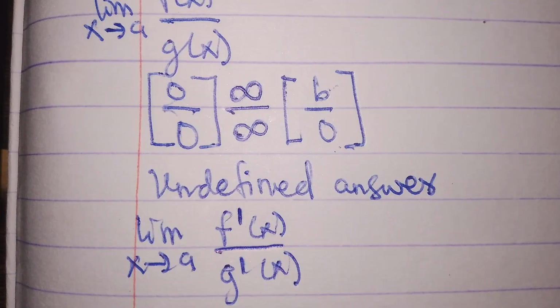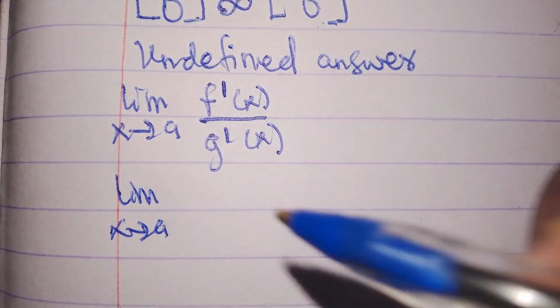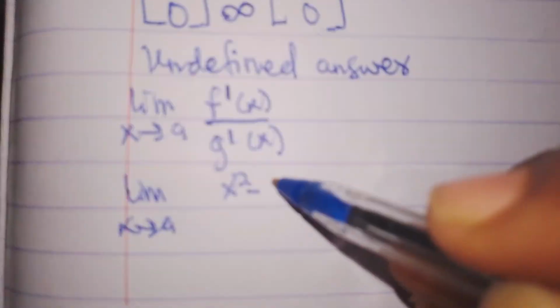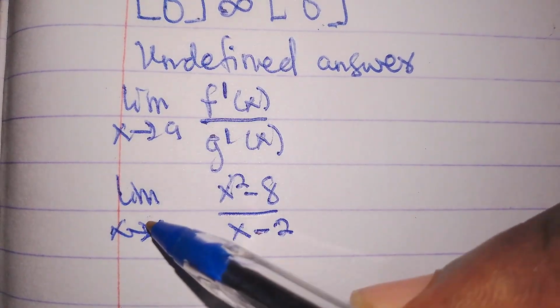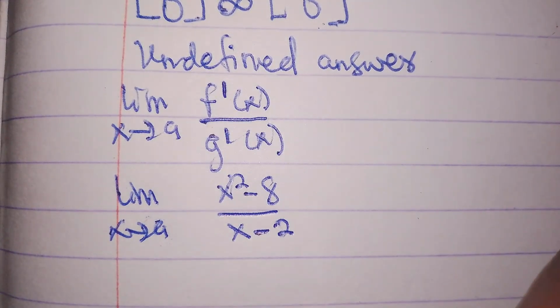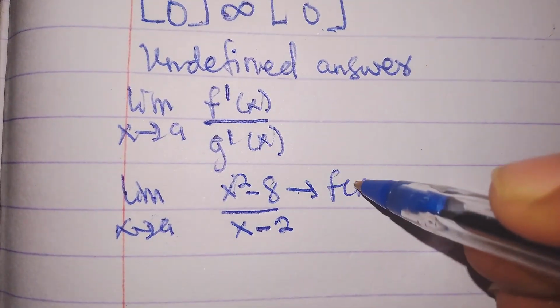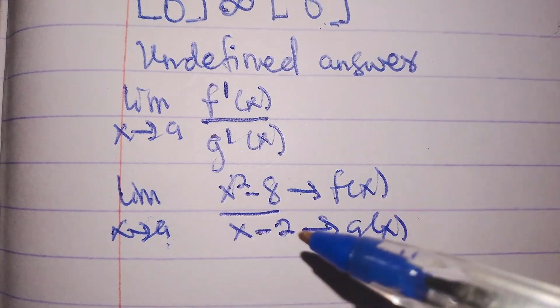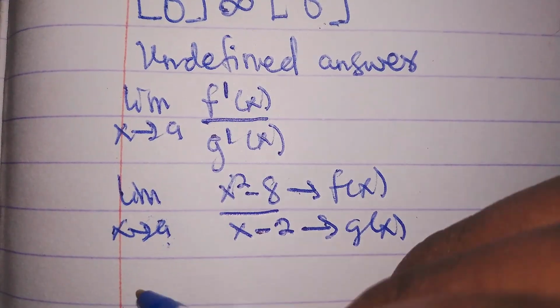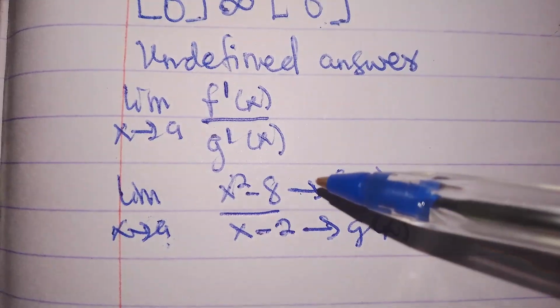So let's take a quick example before we go. Let's say the limit as x approaches a of x squared minus 8 over x minus 2. We don't want to actually say the value of a. We are just doing a quick demonstration of how to differentiate this. Let's say this here is our f of x, and this here is our g of x. When you put a into it, we get an undefined answer. So look at how the differentiation will be done. You don't differentiate it as a fraction, as in the quotient rule.